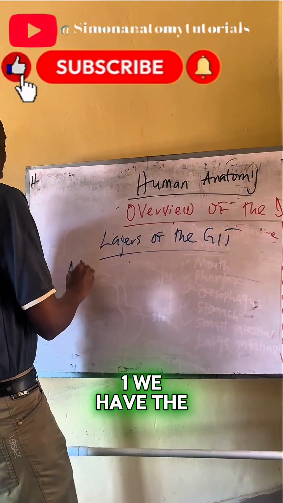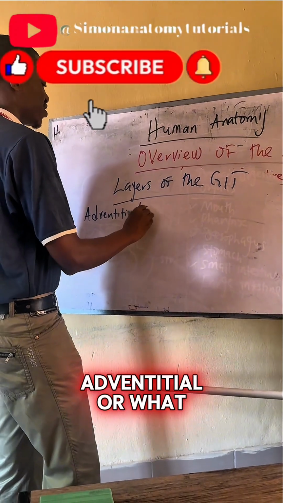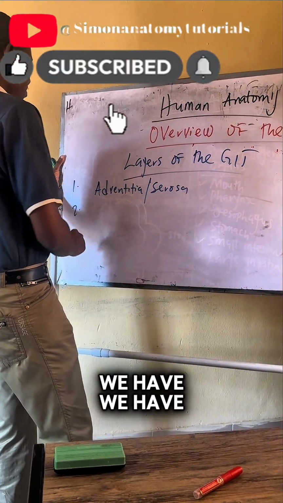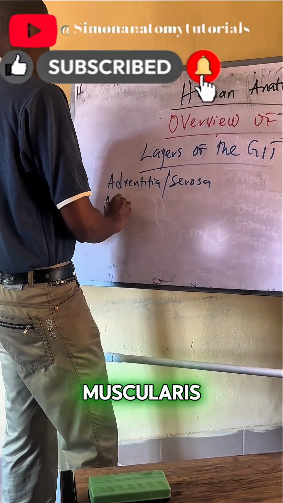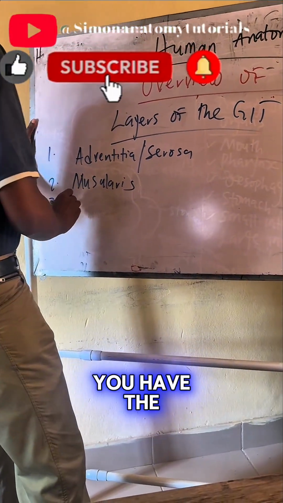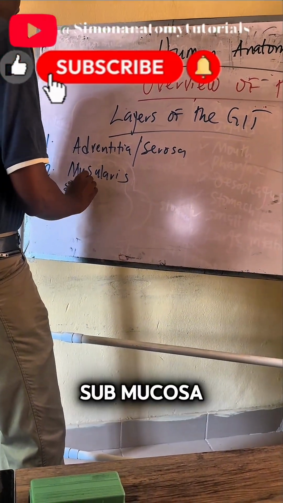1, we have the adventitia, or what we call the serosa. We have the muscularis. We have the submucosa.